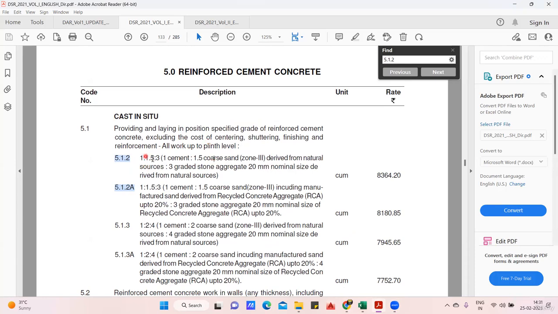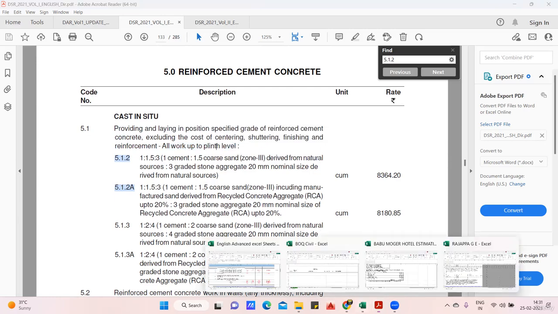So the first is 1 is to 1.5 is to 3, which is actually an M20 grade of concrete, where 1 part of cement, 1.5 parts of coarse sand and 3 parts of stone aggregates of 20 mm. So 5.1.2, and the rate given per cubic meter is 8,364. What you're supposed to do, write the same thing, copy the same thing, and one thing is important: all work up to the plinth level is mentioned. So we'll do the same thing now.